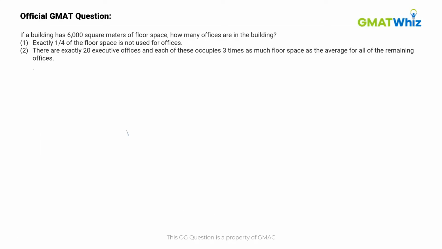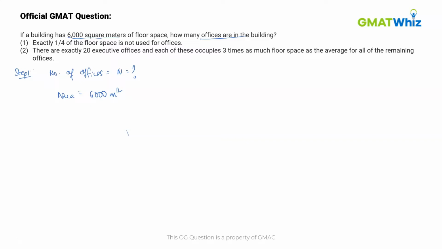In this question we are asked to find the number of offices in the building. So let's assume the number of offices in the building to be n. So we have to find the value of n. Now it is also given that the building has 6,000 square meters of floor space. So the area that we have is 6,000 meters square. Now this is all the information that we can infer from the question.